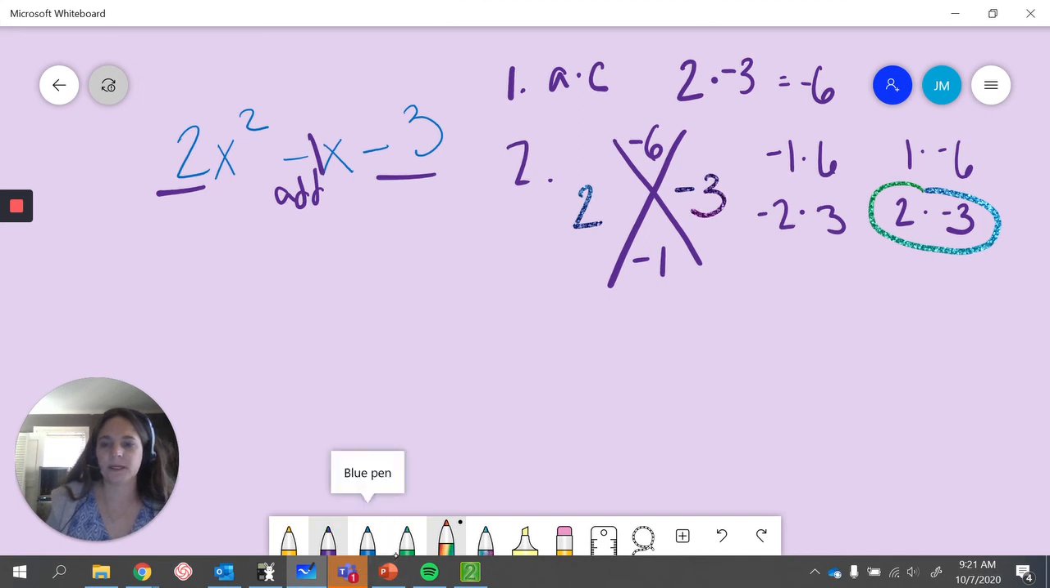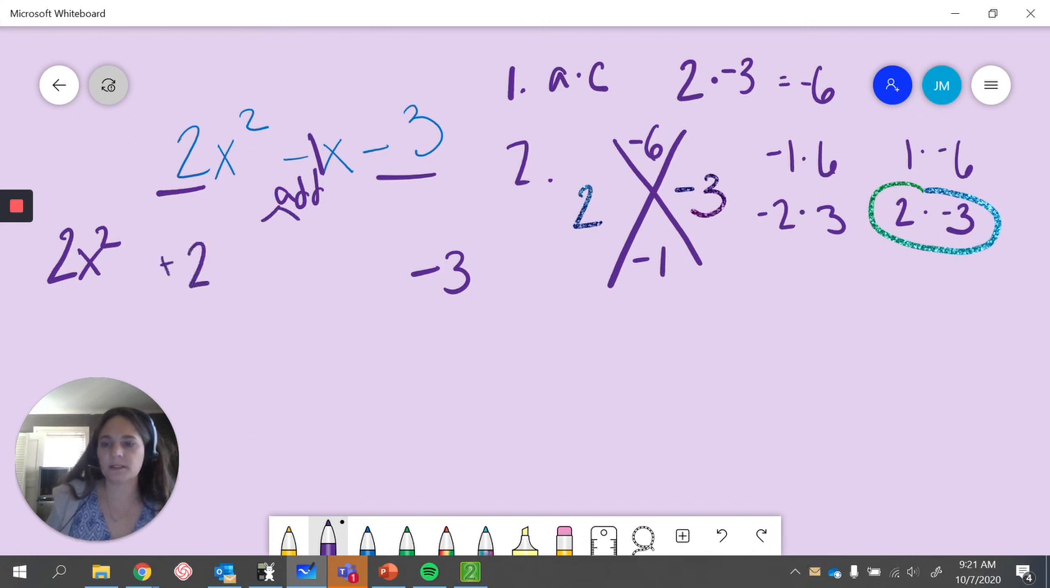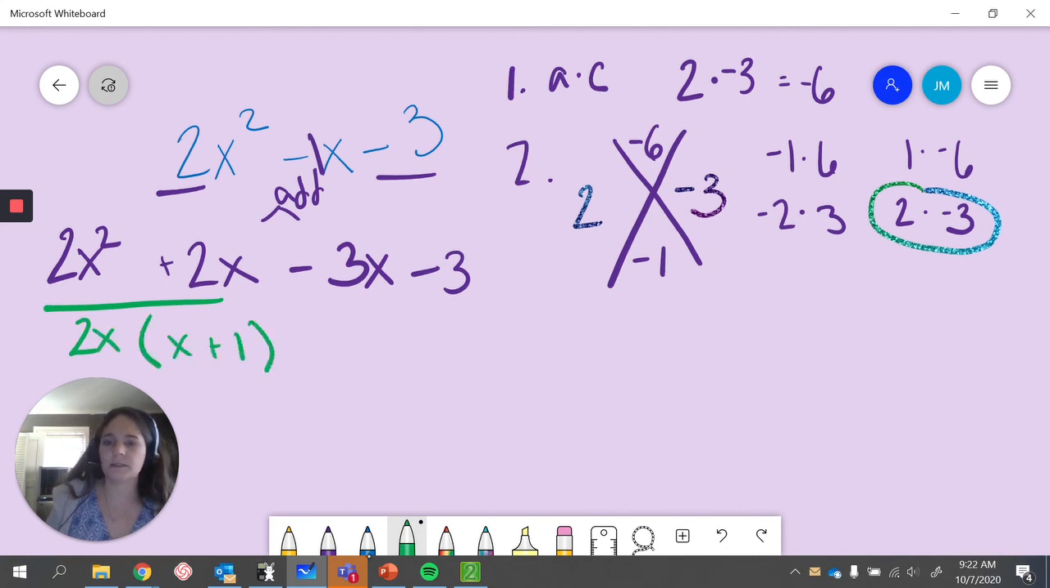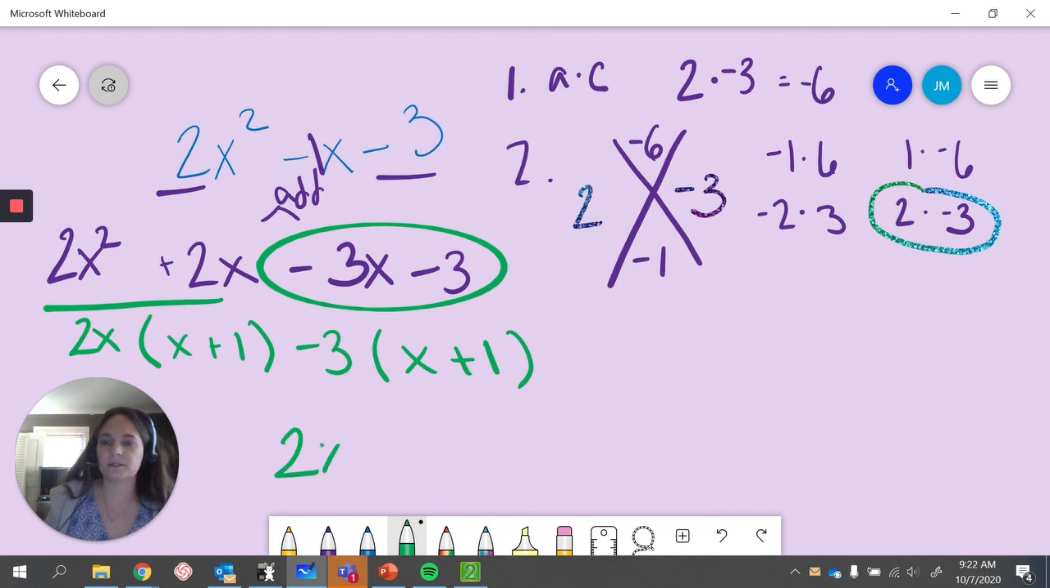Okay, our next step is we're going to split the middle term by rewriting the 2x squared, rewriting your negative 3. Those just stay the same. But this middle term is going to turn into a positive 2x and a minus 3x. Now we're going to factor by grouping. The greatest common factor here is 2x, so we get x plus 1. The greatest common factor here is negative 3, so we get x plus 1. So our final answer is 2x minus 3 times x plus 1.